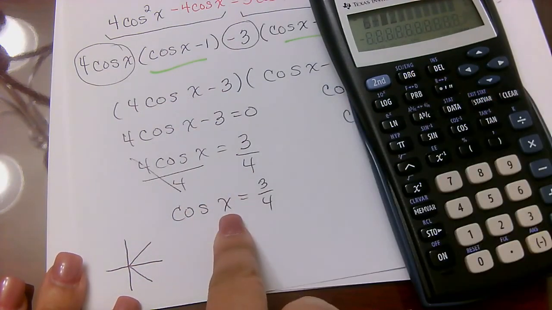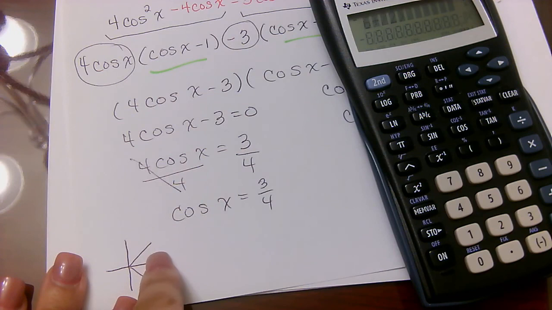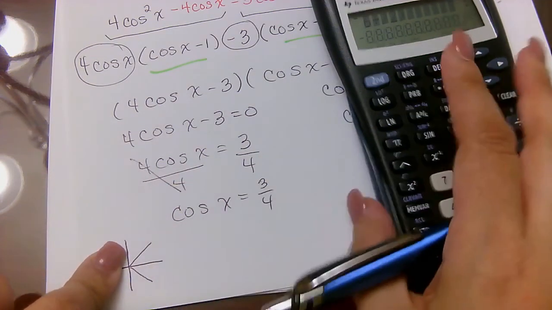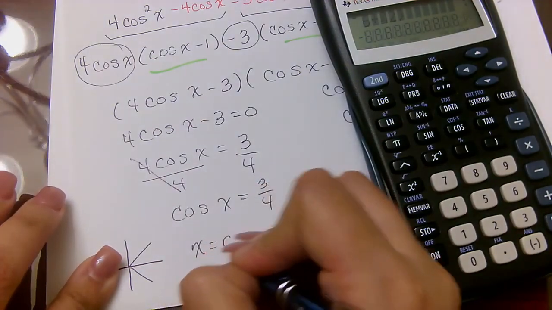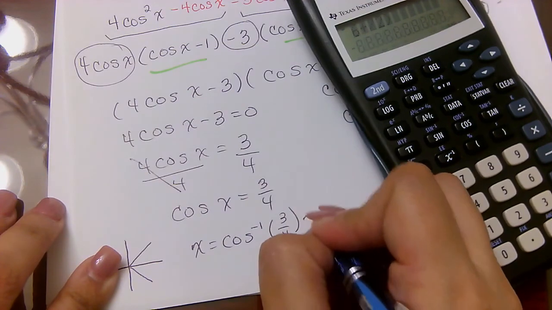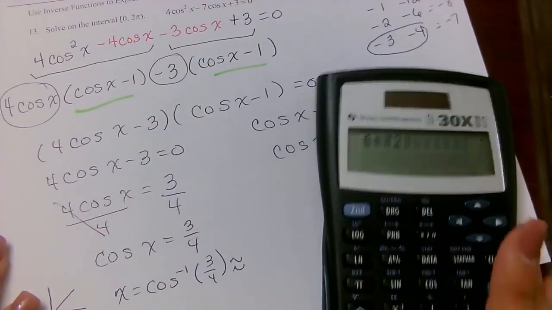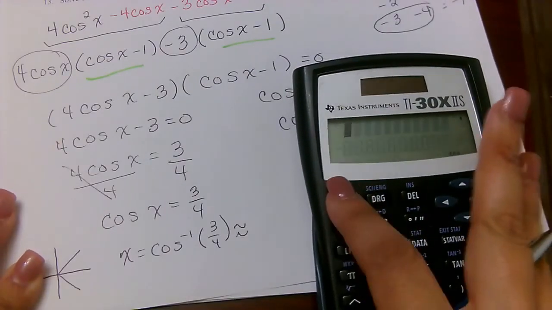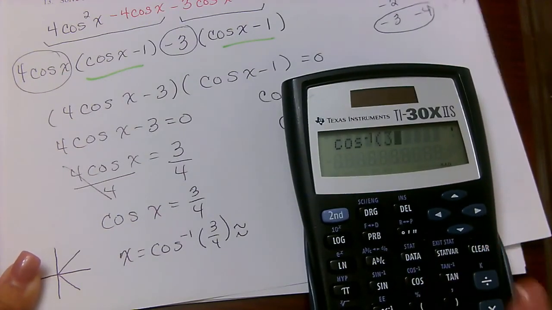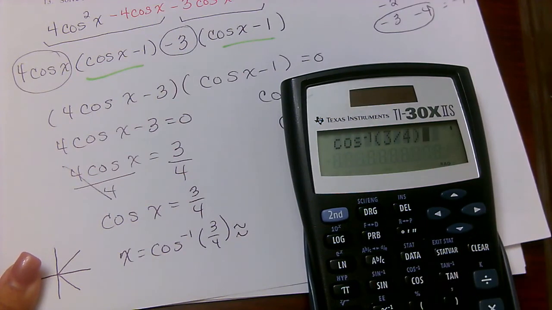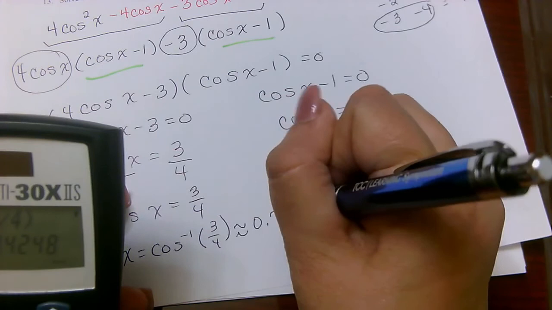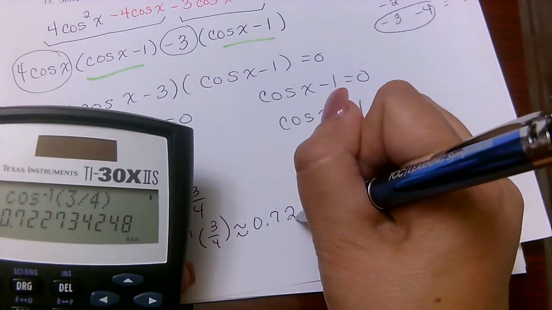So the value we get here for x is going to be in quadrant 1 because remember your calculator is restricting the answers just to this quadrant. So I'm going to put in the calculator x is equal to the inverse cosine of 3/4. That's going to get us an approximation. Let's do that first. Second, cosine, and we're doing 3/4, and we get approximately 0.723.